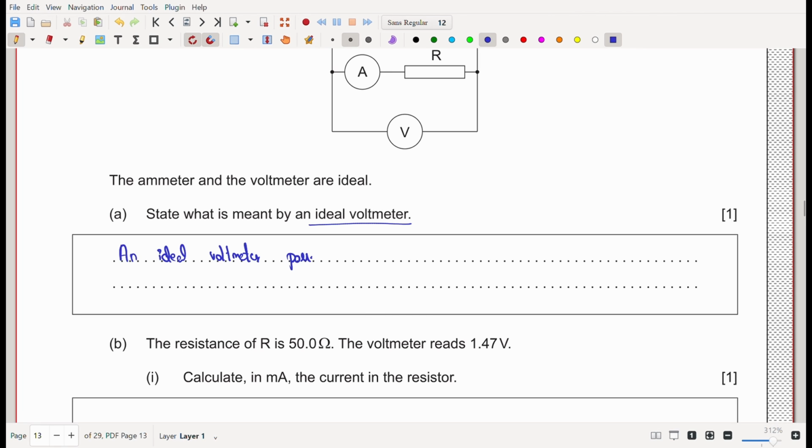possesses infinite resistance to minimize the current flowing through it. Instead, you only get voltage that's flowing through.